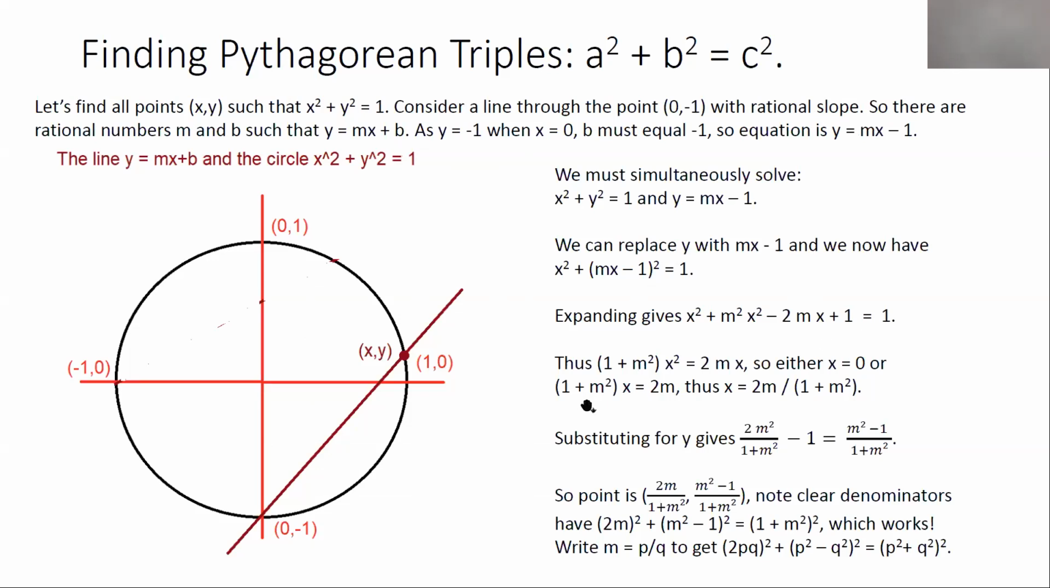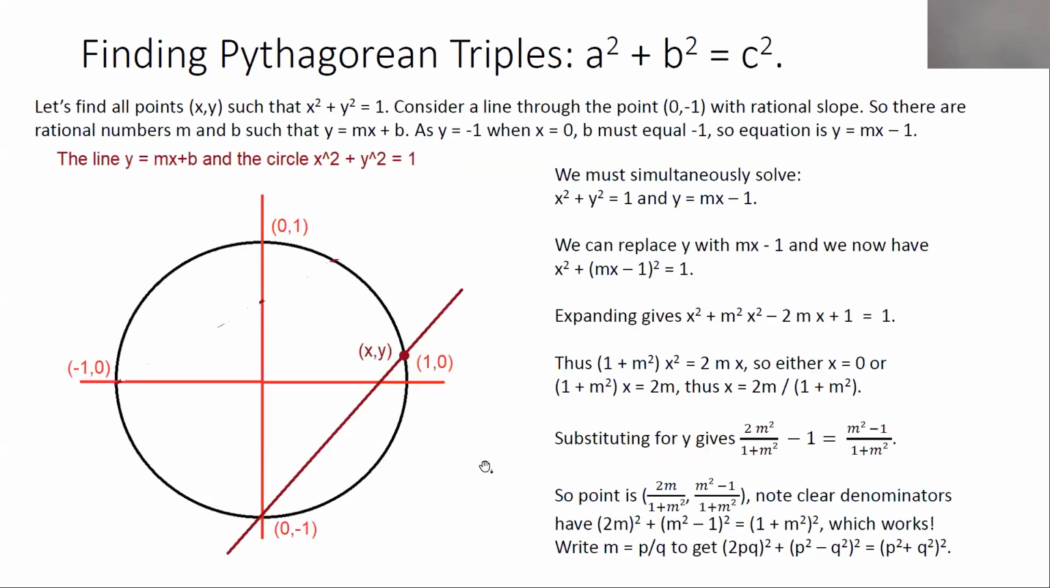And so now we get 1 plus m squared times x squared equals 2mx. So we're almost done. Can you give me one value of x that works? 0. Yeah, 0 works. Or if x is not 0, we can divide both sides by x. And we get 1 plus m squared times x equals 2m. So we can solve for x, and we get x equals 2m over 1 plus m squared.